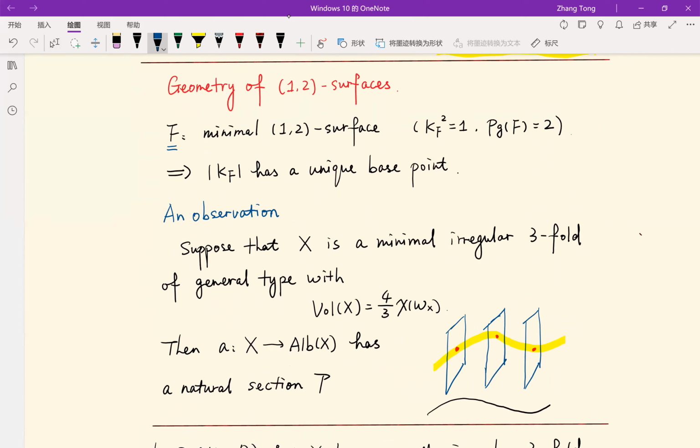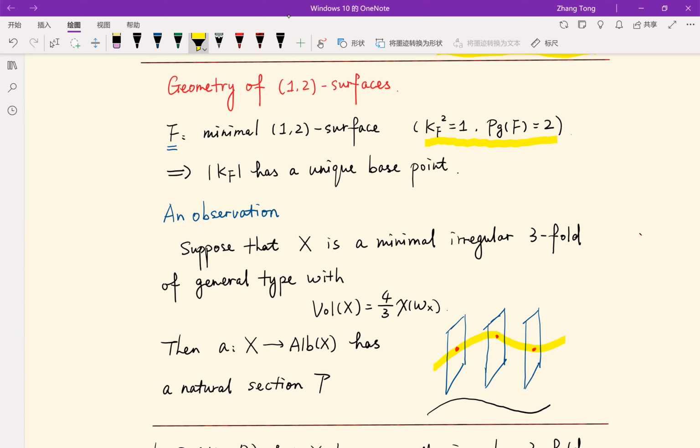So here I use F because F will serve as a fiber. Suppose I have an F, which is a minimal 1-2 surface. Recall the definition of a 1-2 surface: the canonical volume is 1 and the geometric genus is 2. This surface has a very special property.